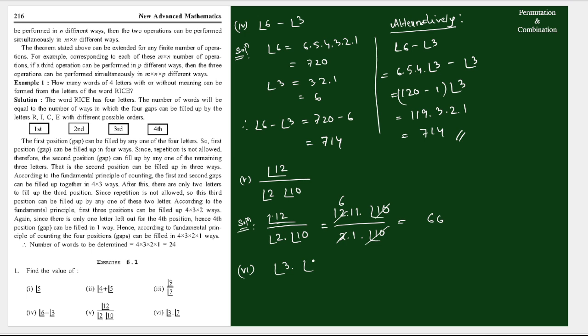Factorial 3 into factorial 7. Okay, factorial 3 into factorial 7. So factorial 3 is how much? 3 into 2 into 1, into factorial 7. Factorial 7 is 7 into 6 into 5 into 4 into 3 into 2 into 1.